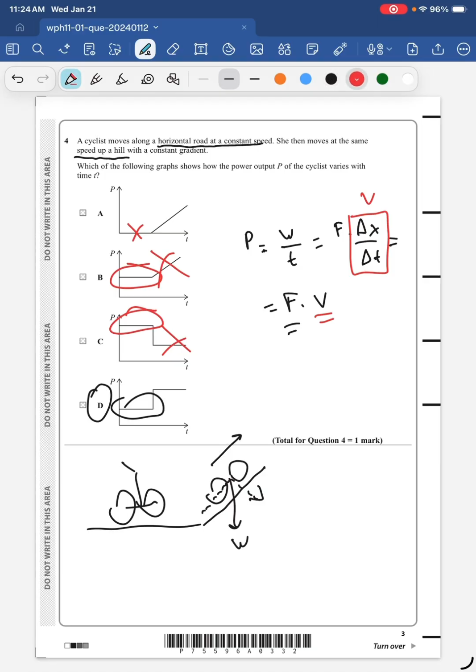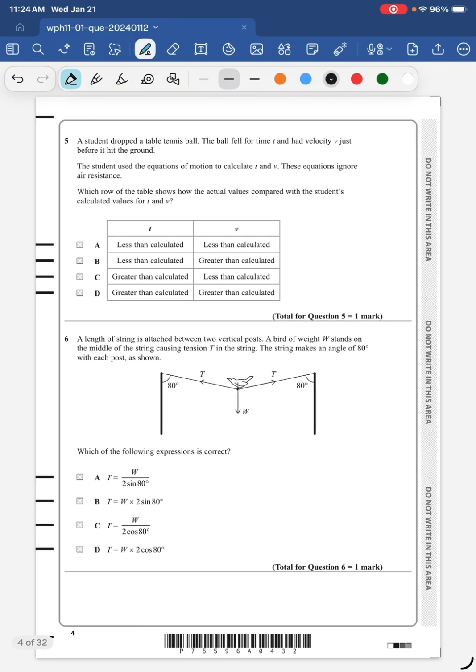So there is this component of the weight that is pushing her down. So the force has to increase to counteract this component of the weight. Therefore, the force is still constant, but higher than before, right? But the velocity is constant, so the power increases, okay? I hope this explanation makes sense. If it doesn't, please comment and I will come back to you and hopefully provide a better explanation. All right, question 5.